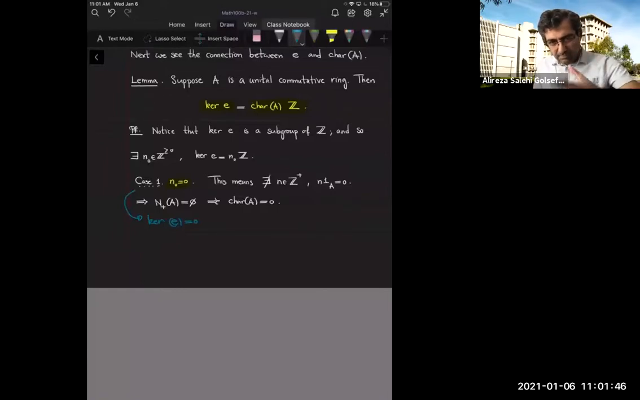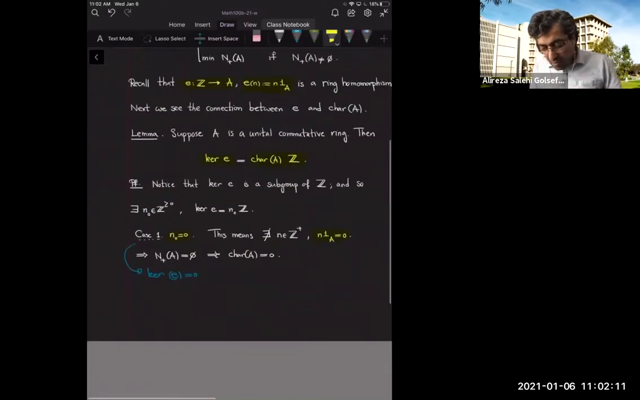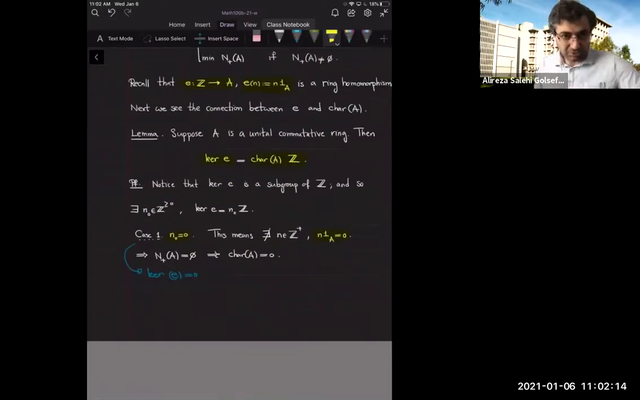So case 1 implies that the kernel is 0. That means there is no positive integer n such that n times the identity of the ring is 0. Now, what was N(A)? N(A) was asking what are the positive integers that kill all the elements. In particular, they should kill the identity. If there are no positive integers that kill the identity, this set is empty. So N(A) should be the empty set, and therefore, by definition, the characteristic of A is also 0. So this means we get the claim.